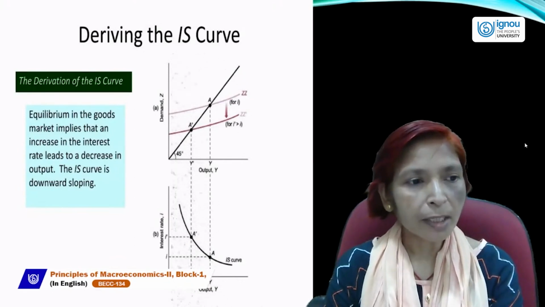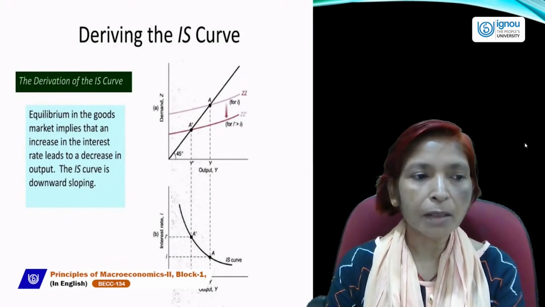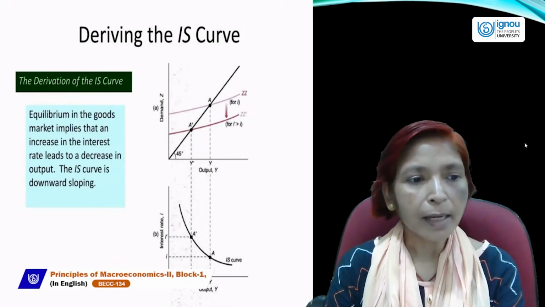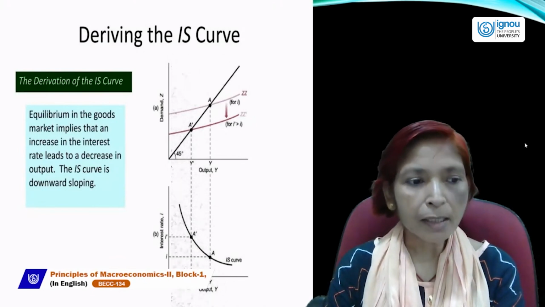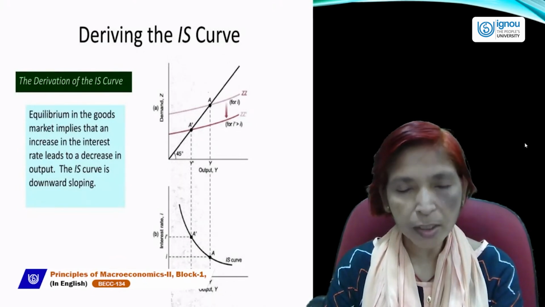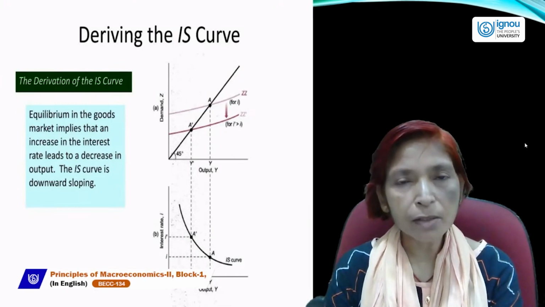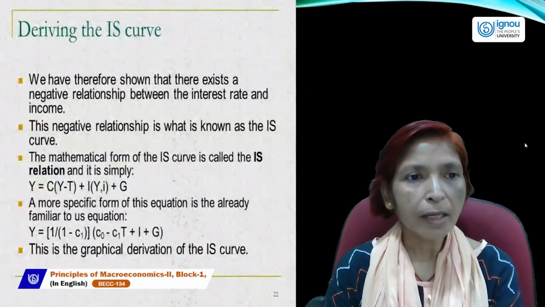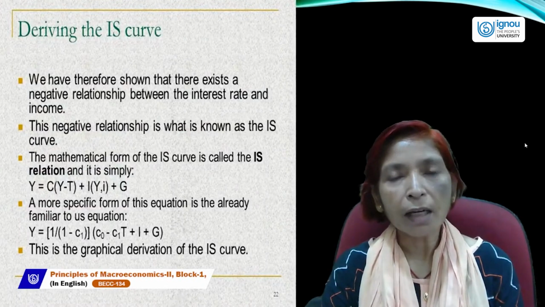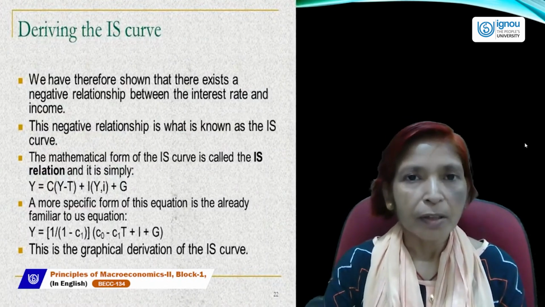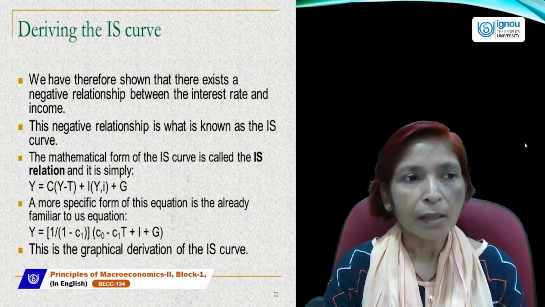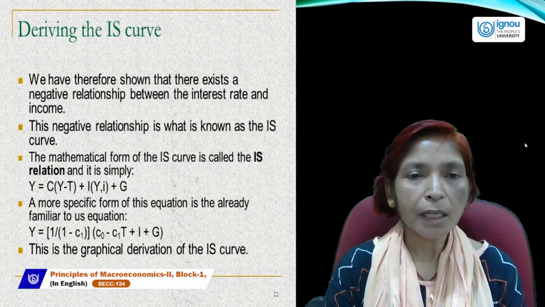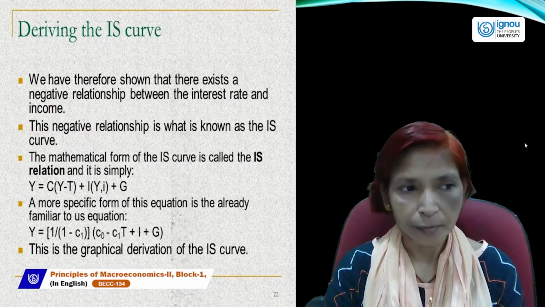The derivation of the IS curve in this equilibrium in the goods market implies that an increase in the interest rate leads to a decrease in output. The IS curve is always a downward or negatively sloped curve. Next is deriving the IS equation. Here we have discussed the derivation of the IS curve. Now, how can we derive the equation of the IS curve?